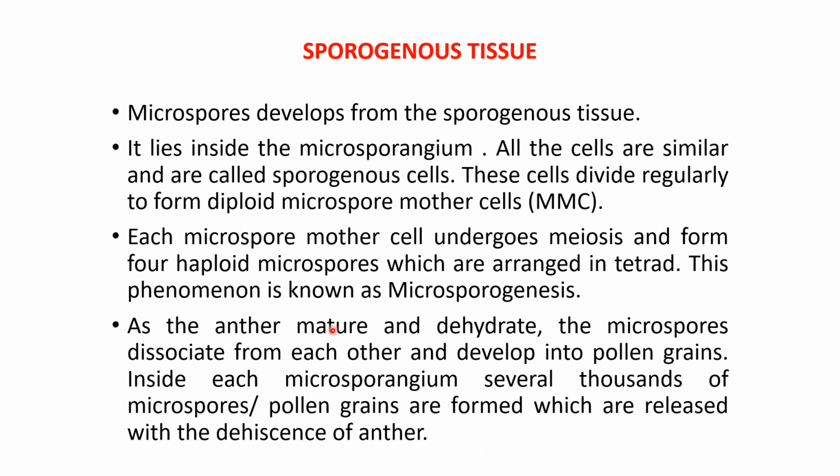As the anther matures and dehydrates, the microspores dissociate from each other and develop into pollen grains. Inside each microsporangium, several thousands of microspores or pollen grains are formed, which are released with the dehiscence of the anther.